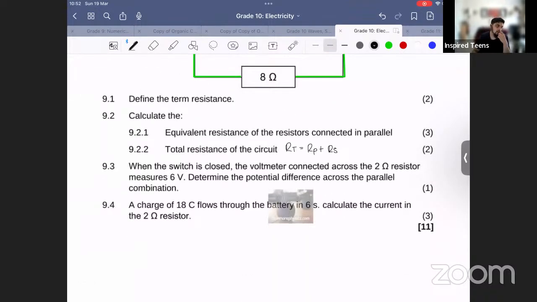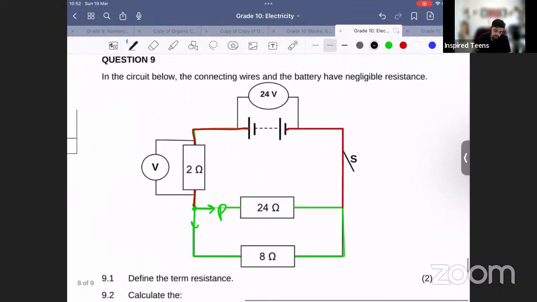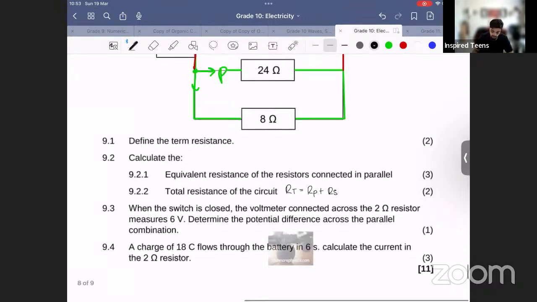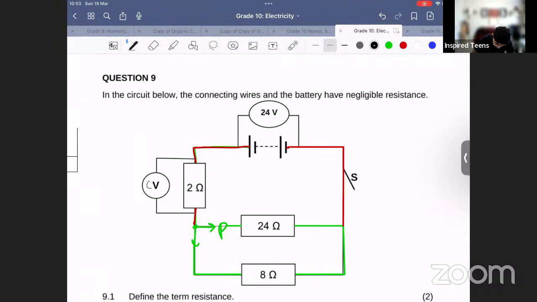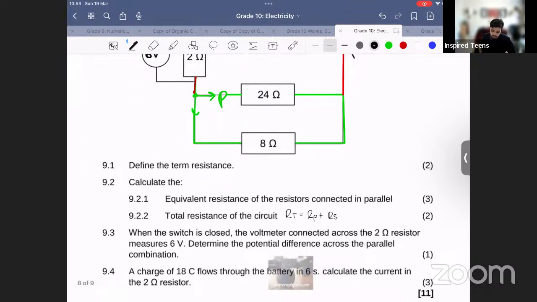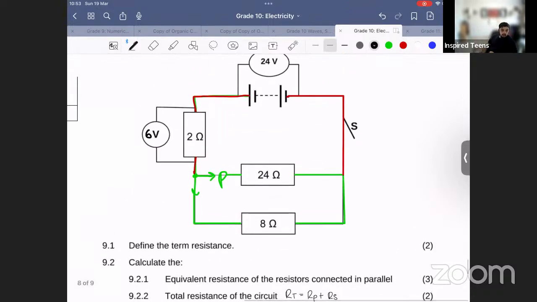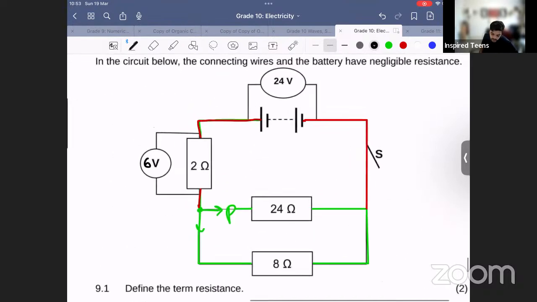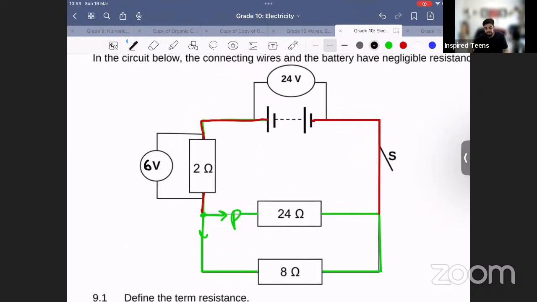Let's see. They say when the switch is closed, the voltmeter connected across the 2 ohm resistor measures 6 volts. Determine the potential difference across the parallel combination. So this here measures 6 volts. They say the voltmeter connected across the 2 ohm resistor measures 6 volts. Then they say determine the potential difference across the parallel combination. Anyone, what would it be? If the series circuit is 6 volts, what would the parallel circuit be?